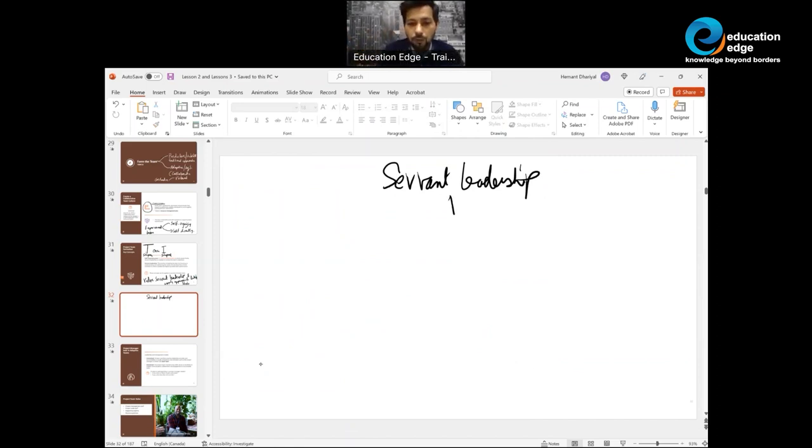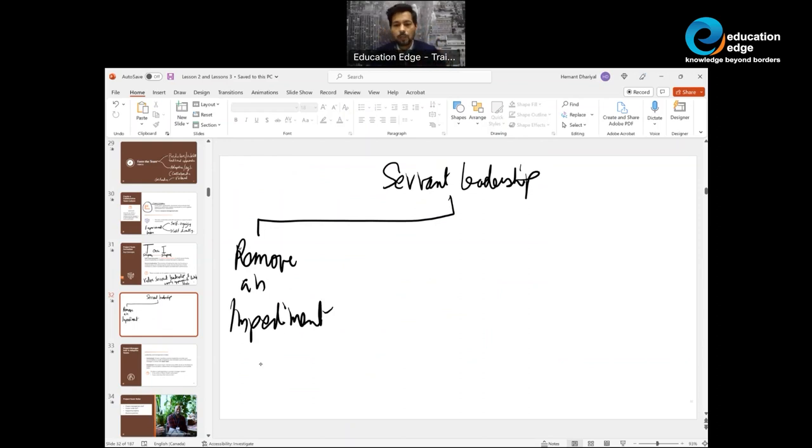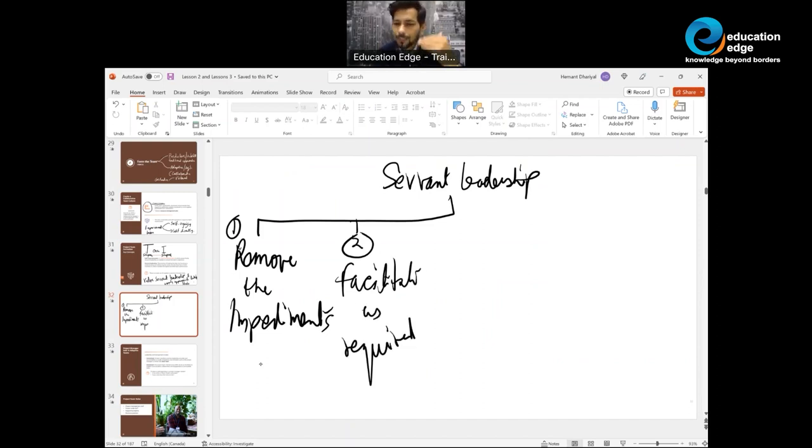So servant leaders, first of all, their role is to remove any impediments that come in the path of the team doing the work, impediments that are becoming a hindrance in their ability to do the work. Remove the impediments. That's number one. Number two, another critical task of a servant leader is to facilitate as required, and let the team be, because teams are self-organizing, self-directing, self-motivated. So they know exactly what needs to happen.